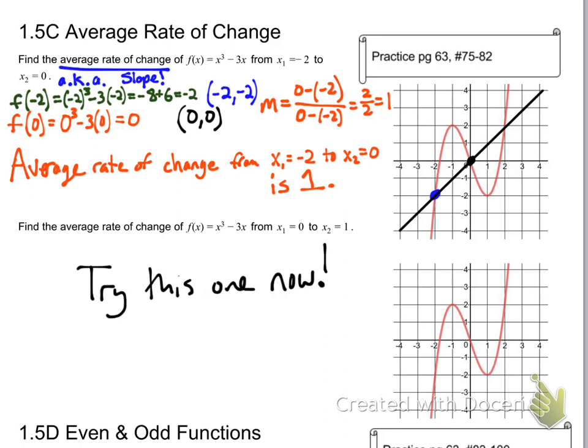Try that on your own, and we're going to bring that into class. Also graph that on the graph there on the right so that you can compare that to your classmates' answers there as well.